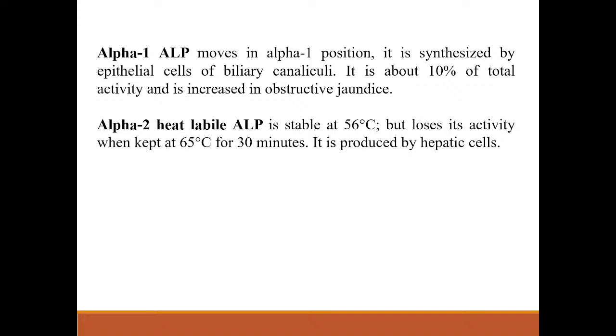Alpha 1 ALP moves in the alpha 1 position. It is synthesized by the epithelial cells of the biliary canaliculi. It is about 10% of total activity and is increased in obstructive jaundice. Whereas alpha 2 ALP is heat labile and is stable at 56 degrees centigrade, but loses activity when kept at 65 degrees centigrade for 30 minutes. It is produced by the hepatic cells.